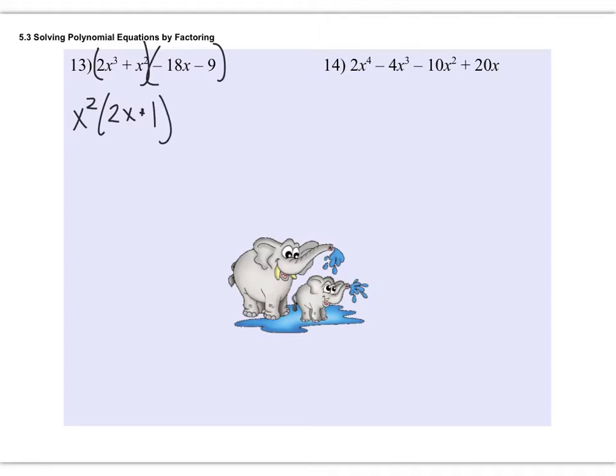Don't forget that 1 there, right? We need to have something as a placeholder so that if you were to distribute back in, if I take this x squared and distribute it back into both parts, I get what I started with. So if you don't put this 1 here, then we end up with a missing piece.